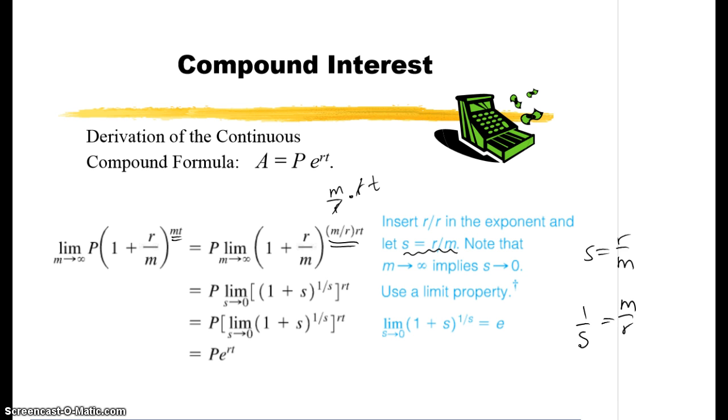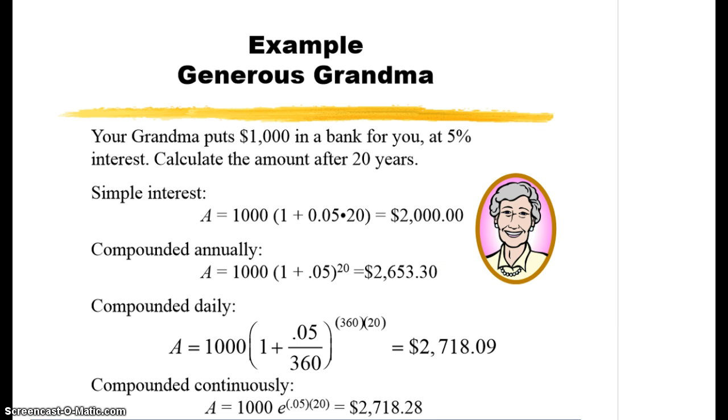Using our limit properties, this is the same as the limit as s approaches 0 of (1 + s)^(1/s), the whole thing to the power of rt, and that gives us the value e. This here is the number e. So we're going to have P times e to the power of rt. So that's how this formula for continuous compounding is derived. You should take a look at the textbook for more details. They give a pretty detailed example about that as well.